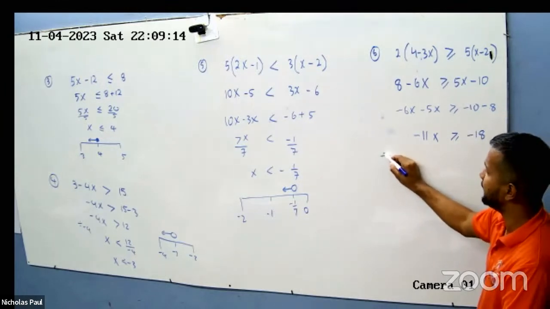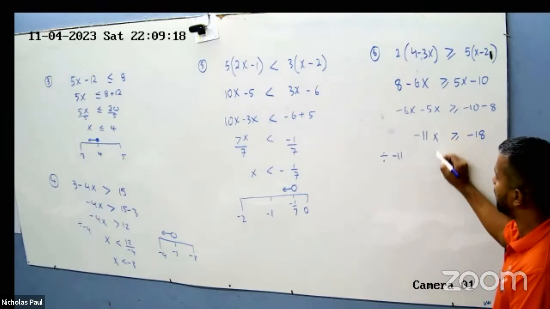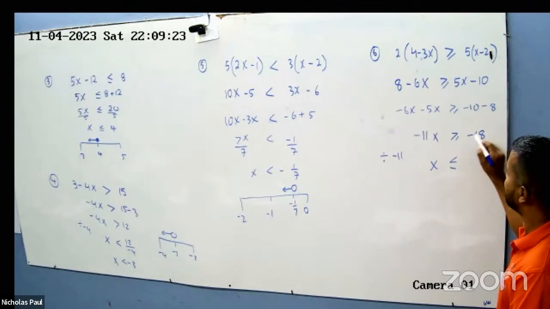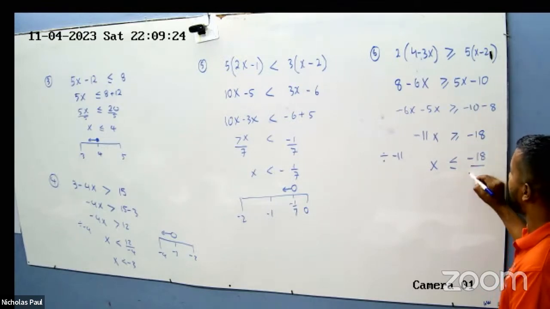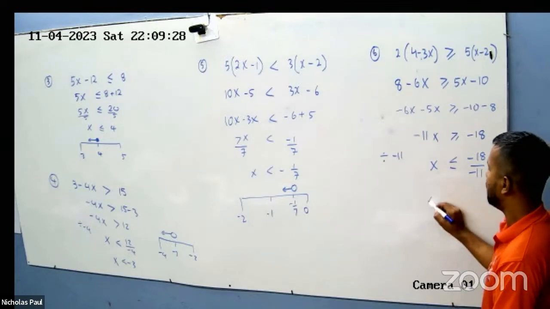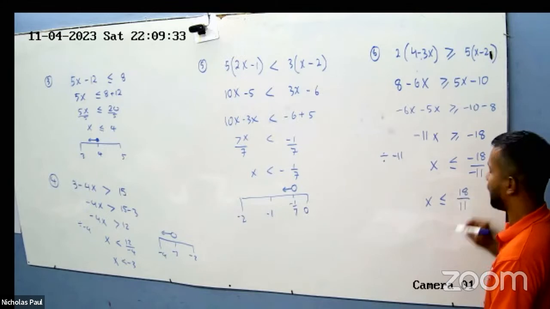Now we are going to divide by a negative 11. This will become x. The sign will change. And this becomes minus 18 over minus 11. So x is less than or equal to 18 on 11.